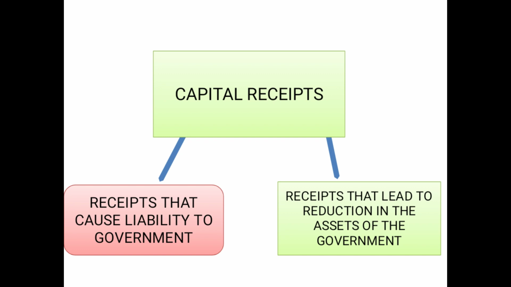So if we are talking about capital receipts, it consists of borrowings from within the country and abroad. Other receipts include proceeds from disinvestment, that is when the government sells off its shares of public sector enterprises to the private sector, and recovery of loans from states and other debtors.